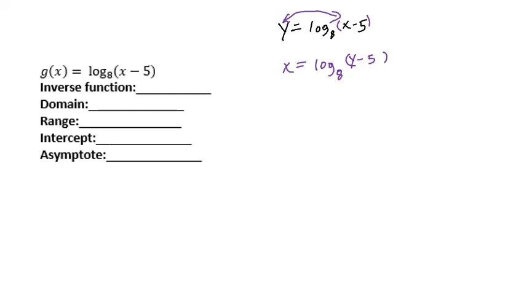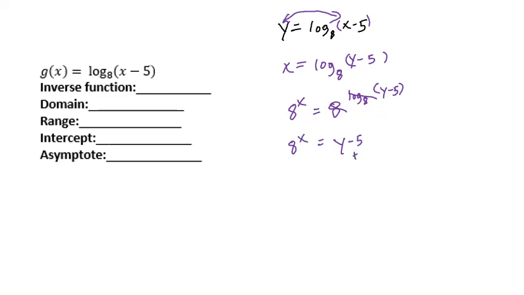Then notice that the base is 8. So we're going to make the base on both sides 8. So the left side would become 8 to the x, and the right side would become 8 to the log base 8 of y minus 5. The log base 8 and the base 8 cancel each other out. So that tells us that we're going to have y minus 5 equals 8 to the x.